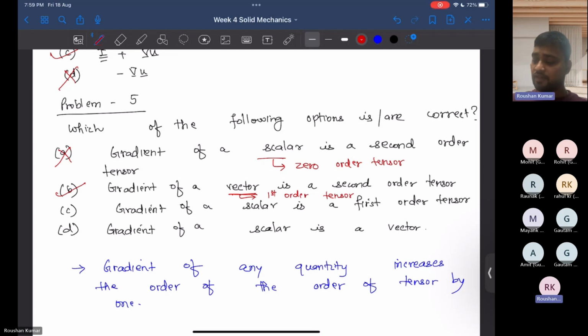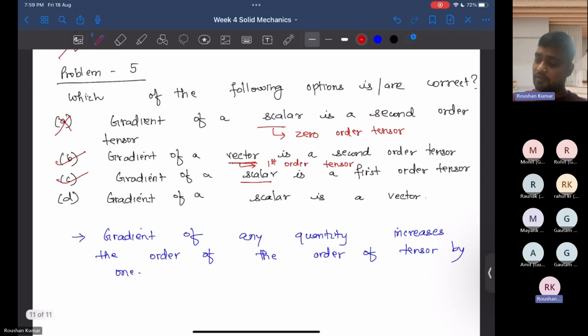Then the third option is: gradient of a scalar is a first order tensor. A scalar, as I told earlier, is a zero order tensor, and if we take the gradient, the order increases by 1 and it becomes a first order tensor. So yeah, this option is also correct.